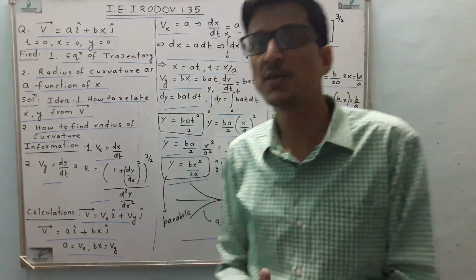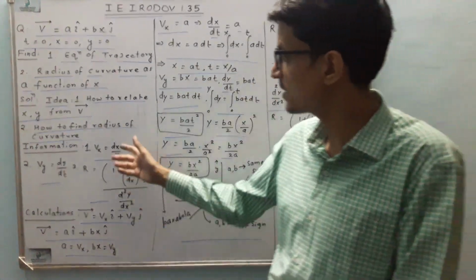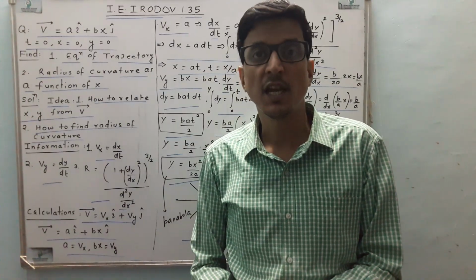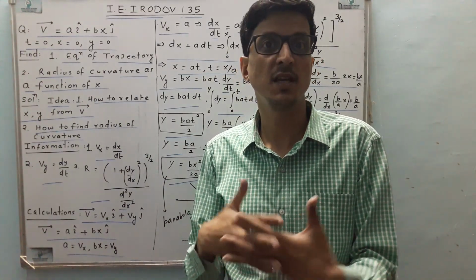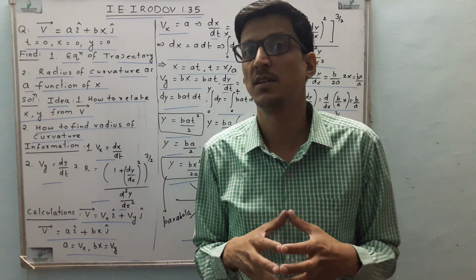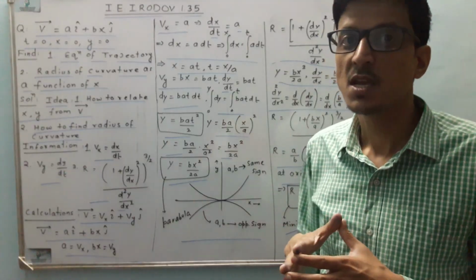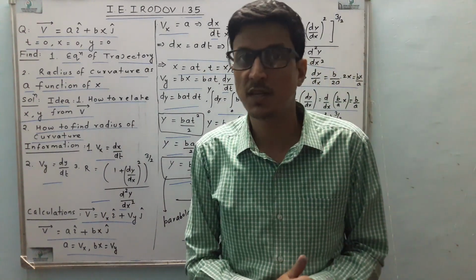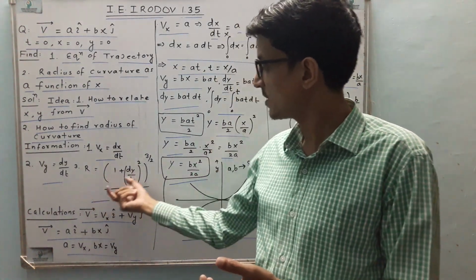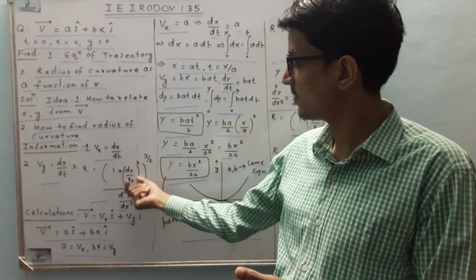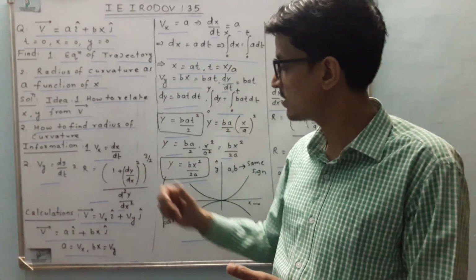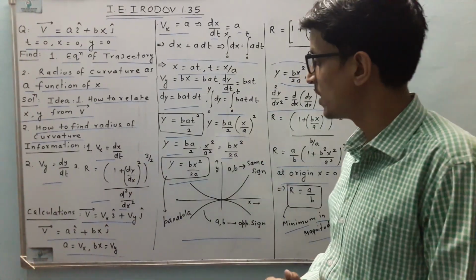The first information that we need to use is Vx is equal to dx by dt and Vy is equal to dy by dt. That is how I can relate the x and y coordinates respectively. The third thing is the radius of curvature. So we know that radius of curvature is given by 1 plus dy by dx whole square power 3 by 2 divided by d square y by dx square.